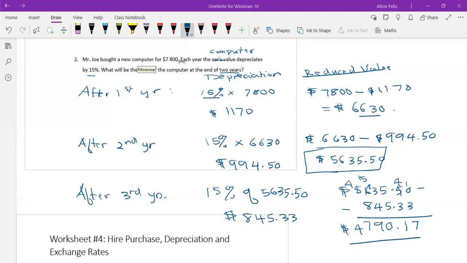So we take 5,635.50 minus 845.33. Right, 4,790.17. So that'll be the value of the computer after 3 years. So I think you get the idea there. Let's go to number 3.